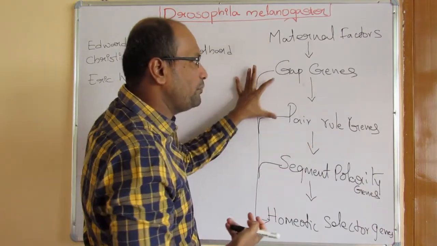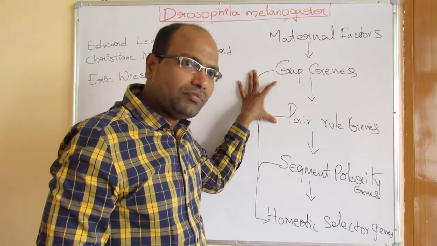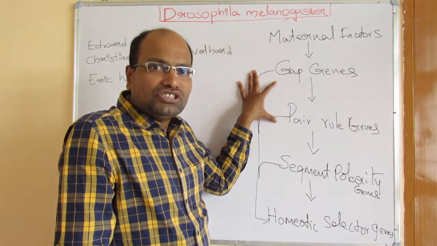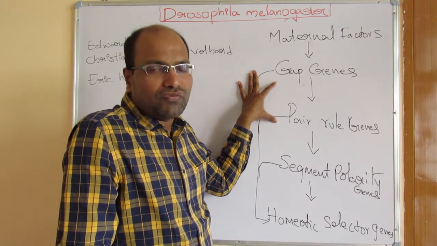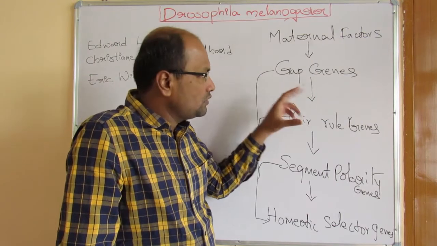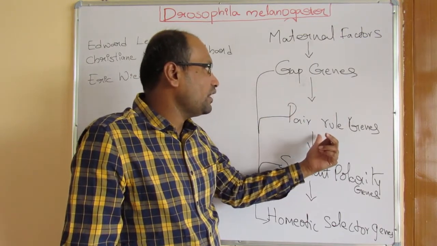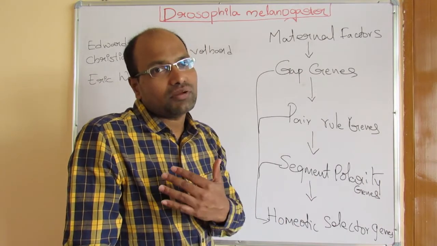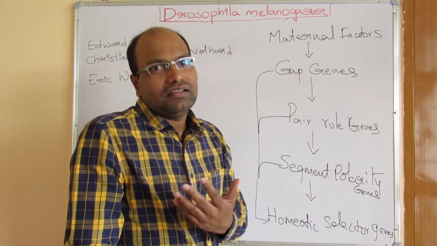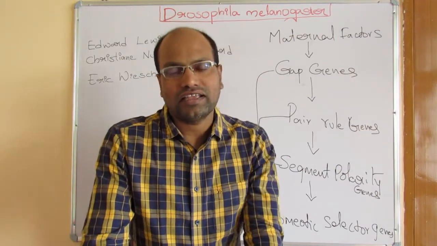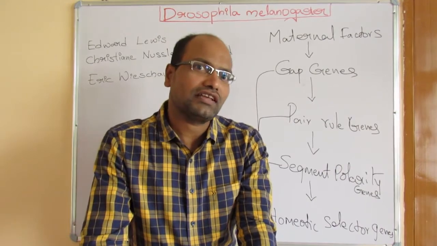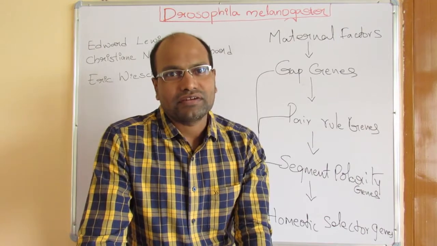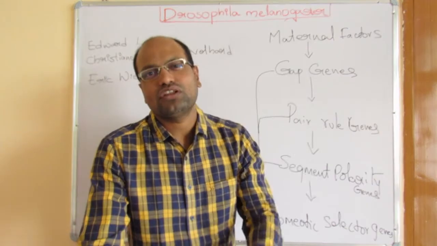Gap genes and pair rule genes will be occurring during the syncytial blastoderm time. Before the cellular blastoderm forms, you will see that gap genes and pair rule genes are activated. If you remember, from syncytial to the cellular blastoderm it takes 13 cell cycles. So before the 13th cell cycle, the gap genes and pair rule genes will be activated. This is the stage where the mid-blastula stage occurs.